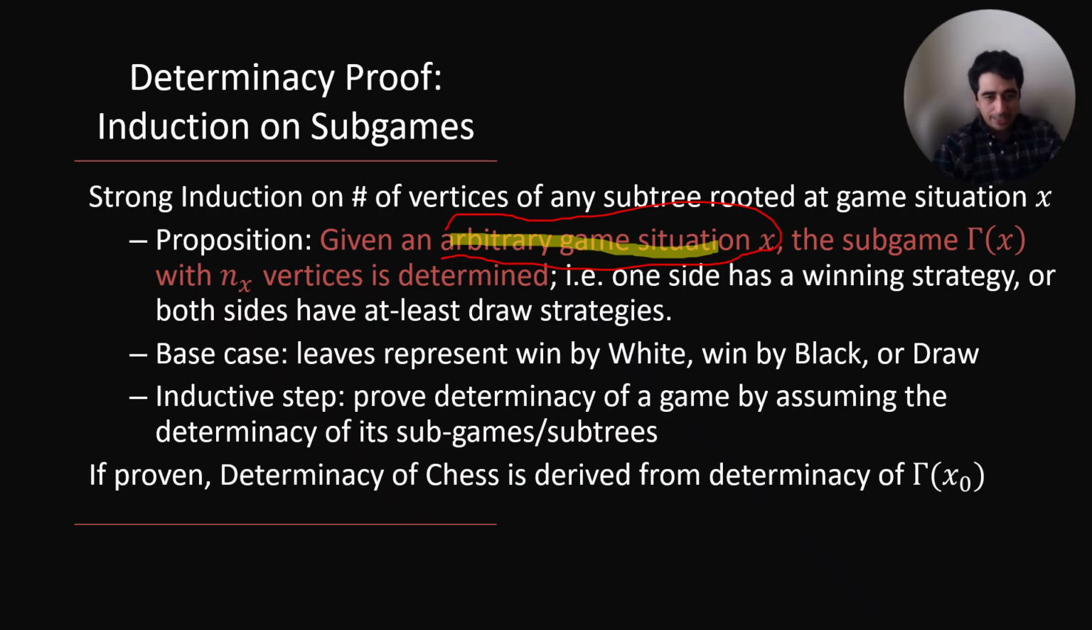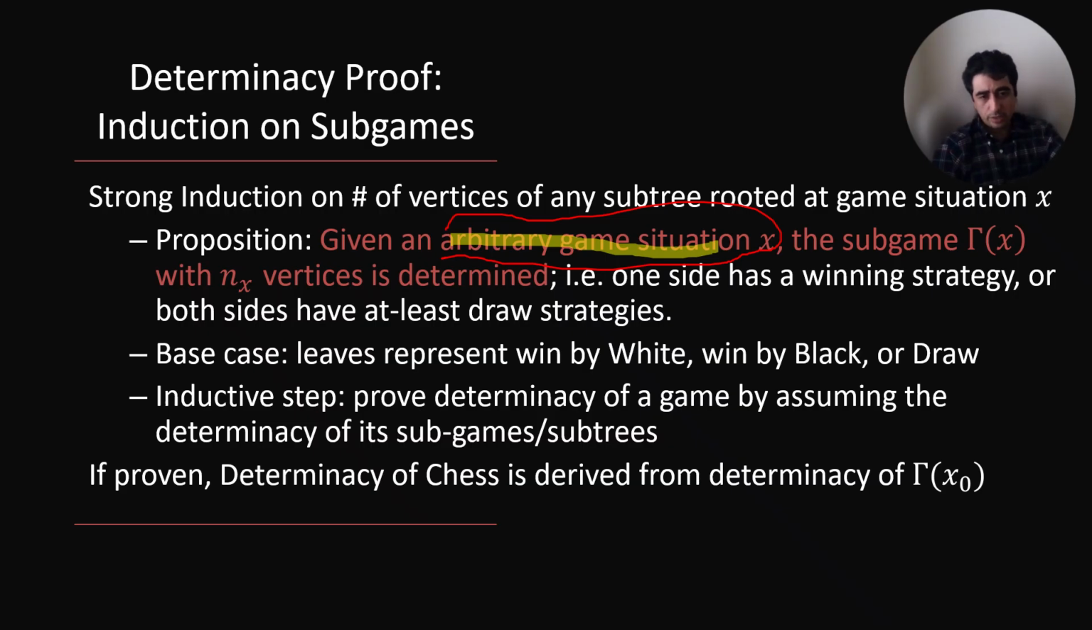What would be the base case if I want to use strong induction? Well, you need to assume that you have a subgame with the minimum size. The minimum size of a subgame or subtree would be 1. So that basically means you need to first prove this for leaves, right? So if x is a leaf, which represents a win for white, a win for black, or a draw, a terminal situation, then we need to show that it's determined, which is kind of trivial.